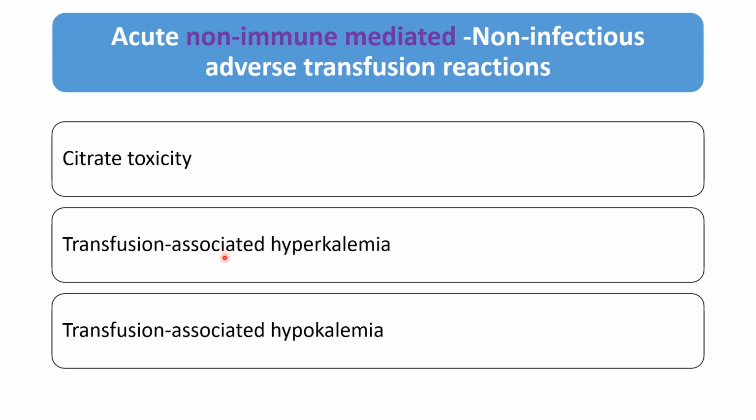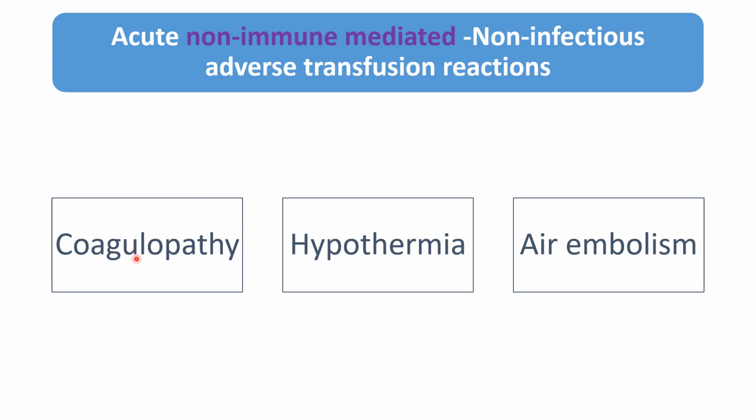Hyperkalemia occurs because RBCs are lysed and potassium will be released and its level will be increased. Hypokalemia is more common than hyperkalemia. It is because donor red cells reaccumulate the potassium ion intracellularly, and also citrate metabolism causes a further movement of potassium into the cell. So patient can develop hypokalemia also. Coagulopathy, hypothermia, air embolization can also occur due to blood transfusion.